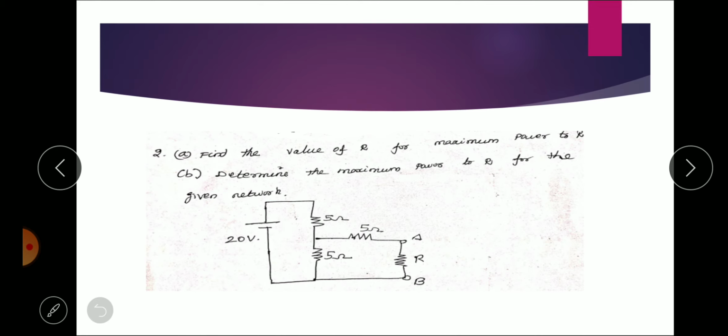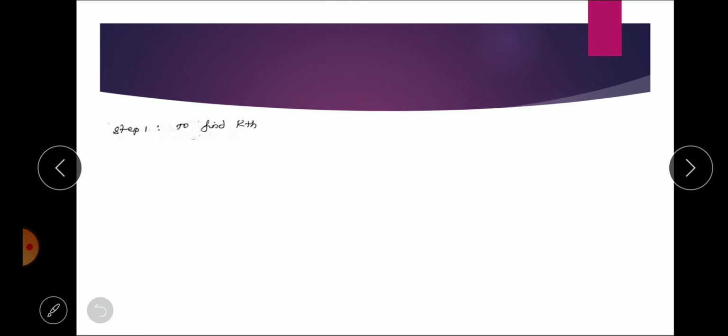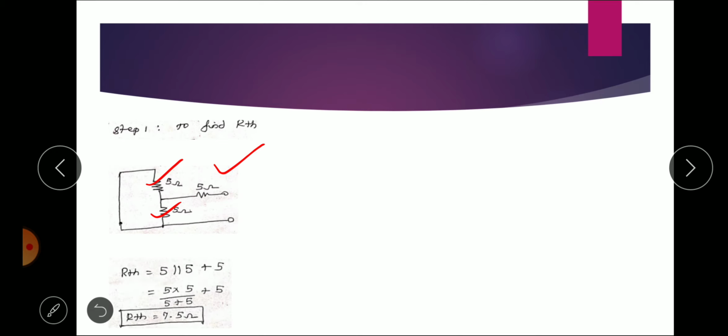The second problem, determine the maximum power to RL for the given network. Here 20 volt source, the resistance of 5 ohm. We have to calculate the RTH value. The first step, find the RTH. Here the 5 ohm and 5 ohm are connected in parallel. This parallel combination is in series with this 5 ohm resistance. So we get the value RTH is equal to 7.5 ohm.